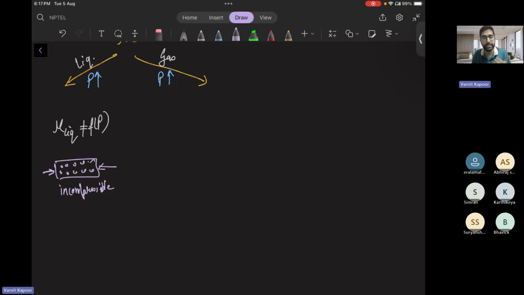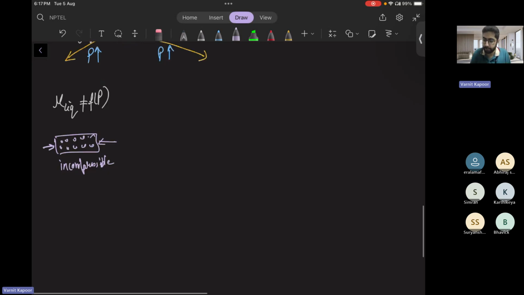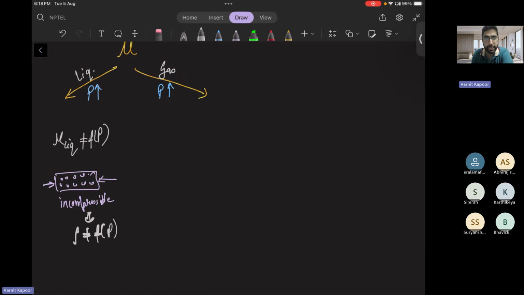Okay, so density is not a function of pressure. If density is not a function of pressure, then there is no change in the kinematic viscosity as well. There will be no change in the kinematic viscosity also. Let's come to the gas part here for the dynamic viscosity.